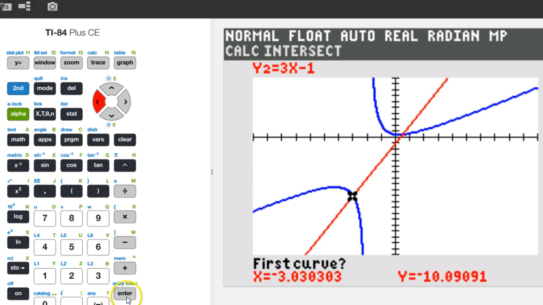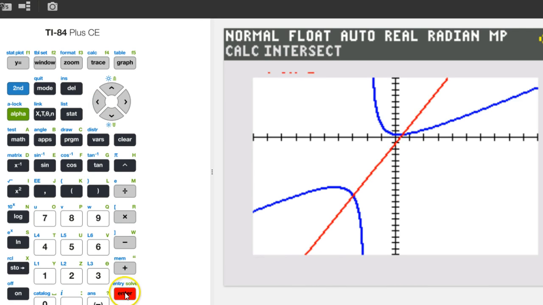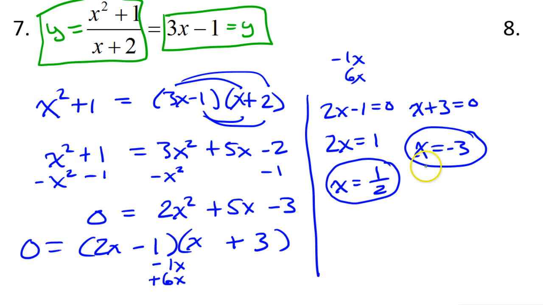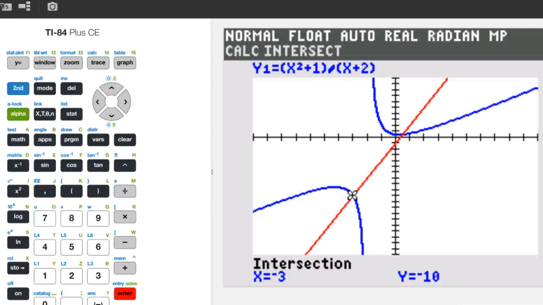So I'm pretty close. I'm going to hit enter 3 times. -3, comma, -10. So the solution should be x equals -3, and that is the other solution we found algebraically. So that is how you solve a rational equation algebraically and graphically.